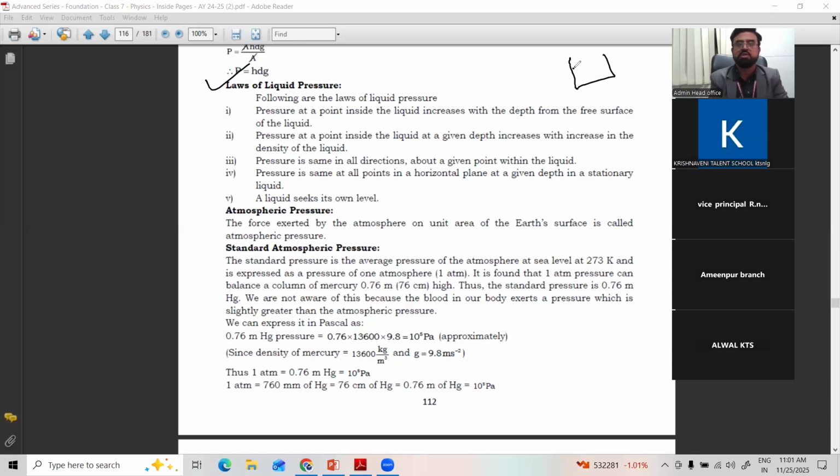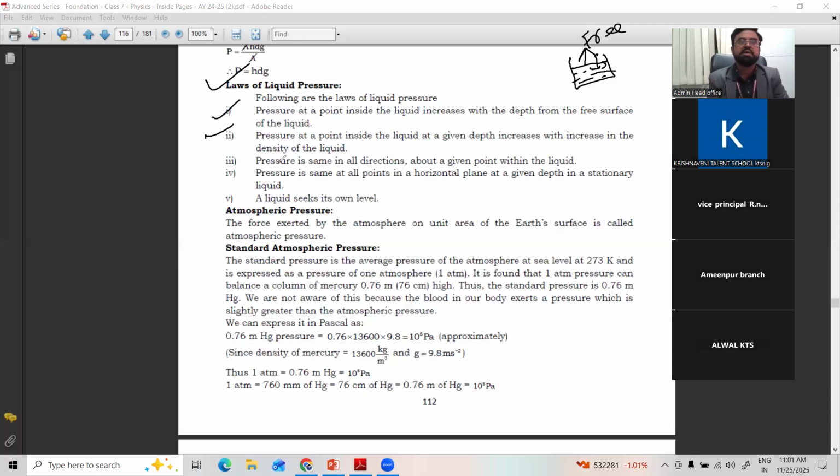So pressure at a point inside the liquid increases with the depth from the free surface. Suppose here is a free surface, this is called the free surface. Say the water is there. This is the free surface, right? The outer part. So as long as the object is going into the depth, pressure increases. When you are swimming under the water, the pressure is more compared to over the water or lateral. So that is the first point. The pressure at a point inside the liquid increases with the depth from the free surface of the liquid. Simply, as you go deep into the water, the pressure increases. Right? That is the first law of liquid pressure.